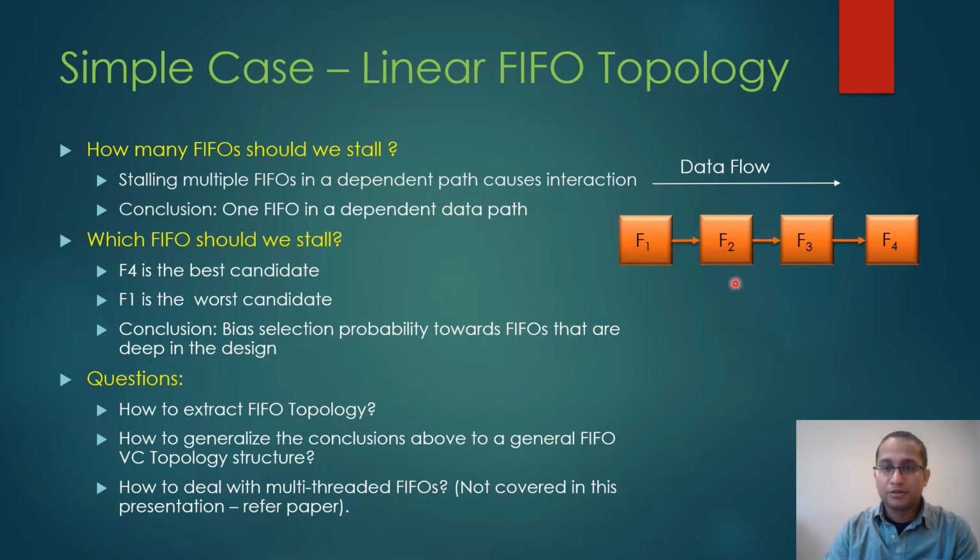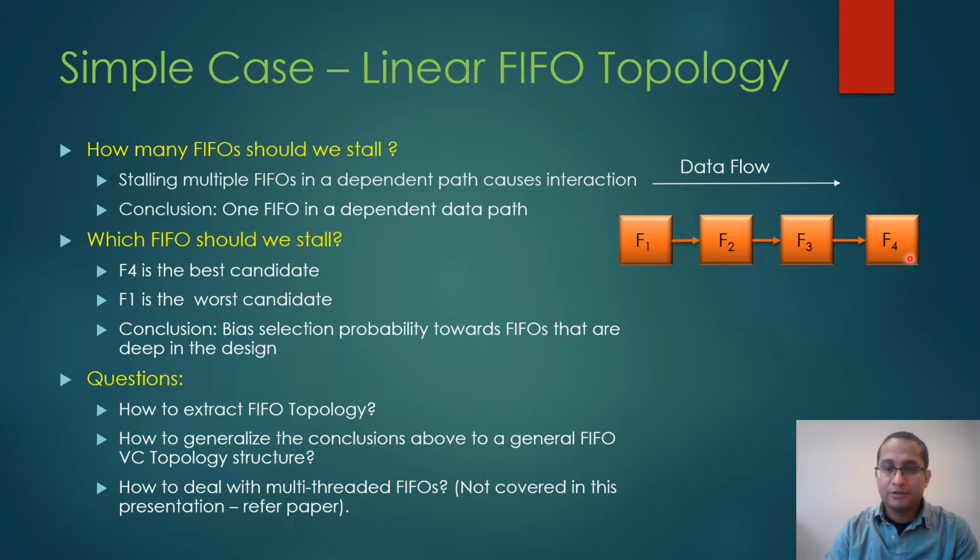So due to this cross interaction, it's only good enough to stall one FIFO in a dependent data path. Because if we stall more, it will become redundant. And the question is, okay, if we're stalling one FIFO at a time, which is the best candidate and which is the worst candidate to stall?